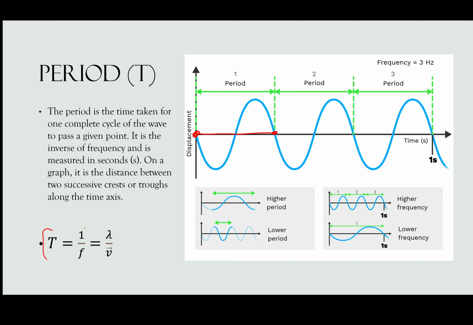The period is defined as T, which is equal to the inverse of the frequency, or 1 over f. There's also lambda over v, where lambda is the wavelength divided by the velocity. The frequency can also be determined from this diagram, where we have the number of wavelengths passing in a second, and we're going to look at the frequency in its own slide. So that's the period.